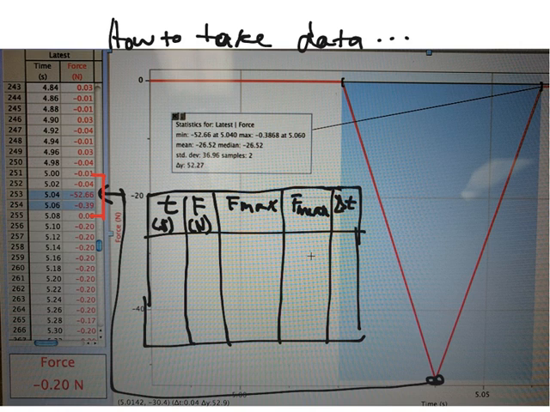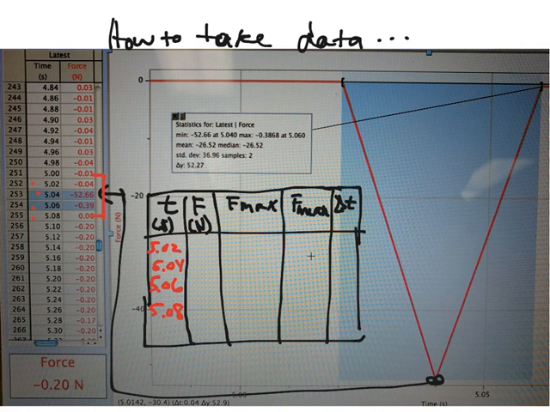So your first point would probably be at 5.02. Next, 5.04. Next, 5.06. Next, 5.08. That's probably enough.